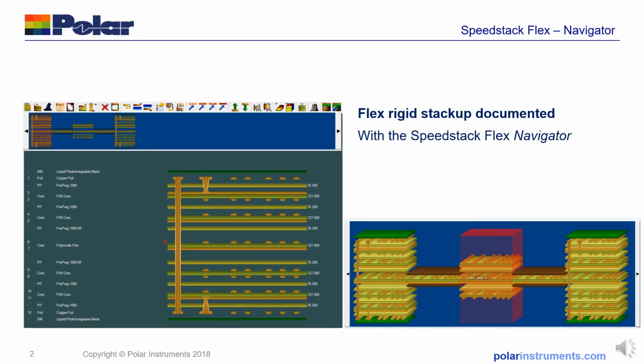Speedstack Flex allows you to document an unlimited number of layers and an unlimited number of cross-sections. You can also add as many transmission line structures for insertion loss or impedance as you need on every individual layer and each area of the cross-section. The next slide is a practical demonstration of Speedstack Flex in action.